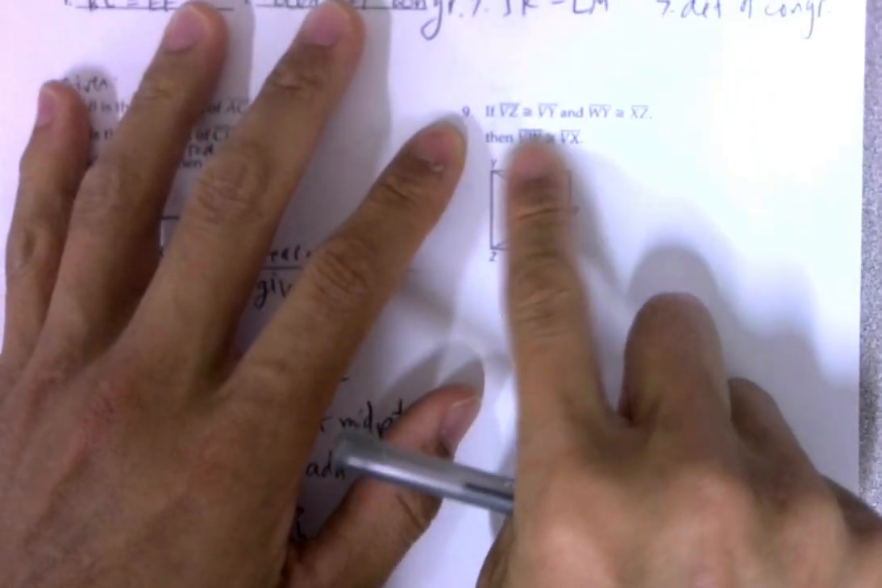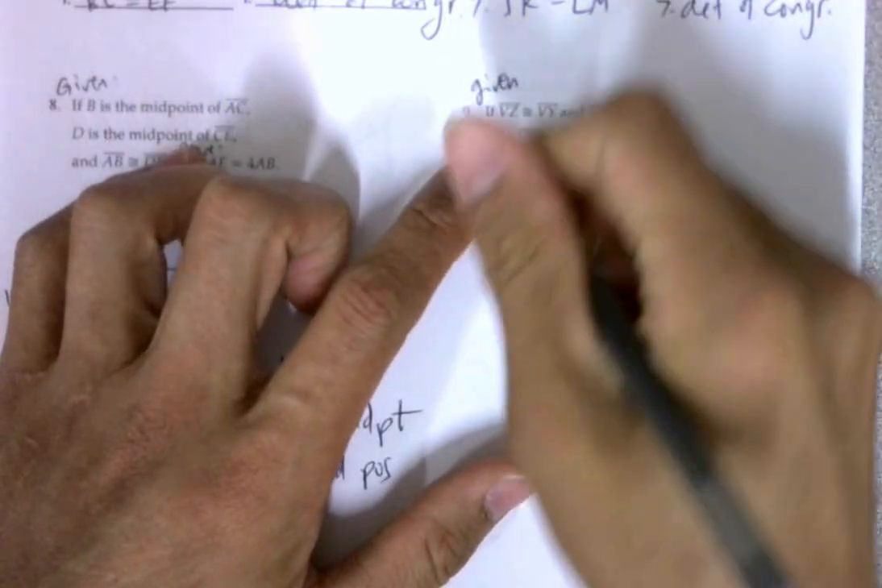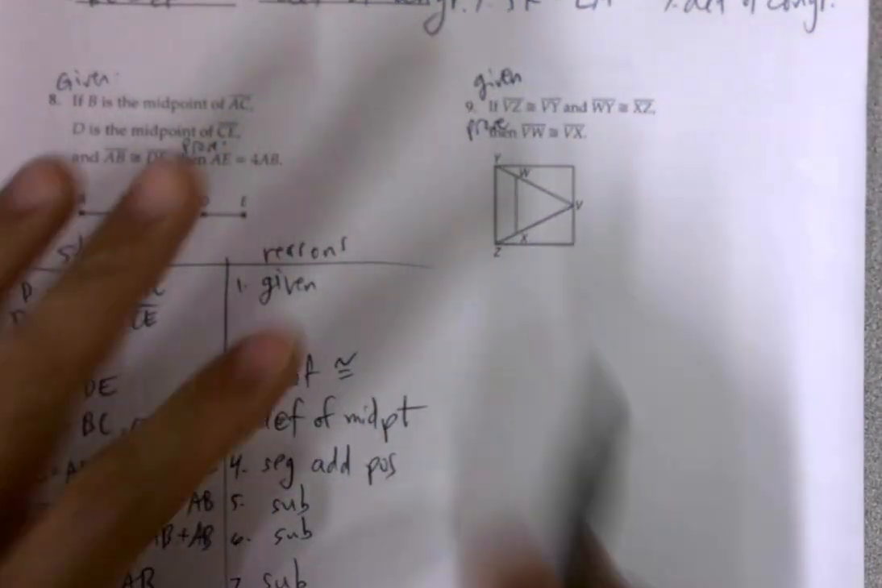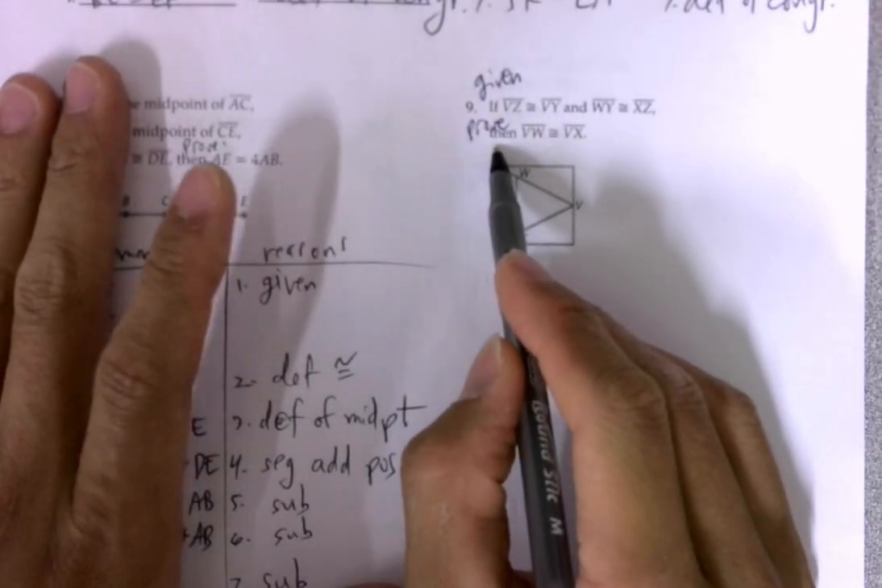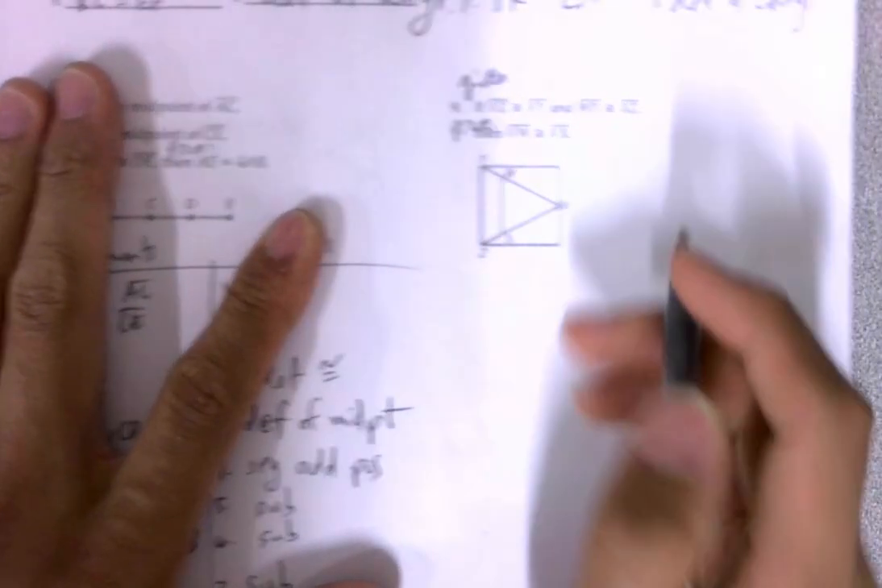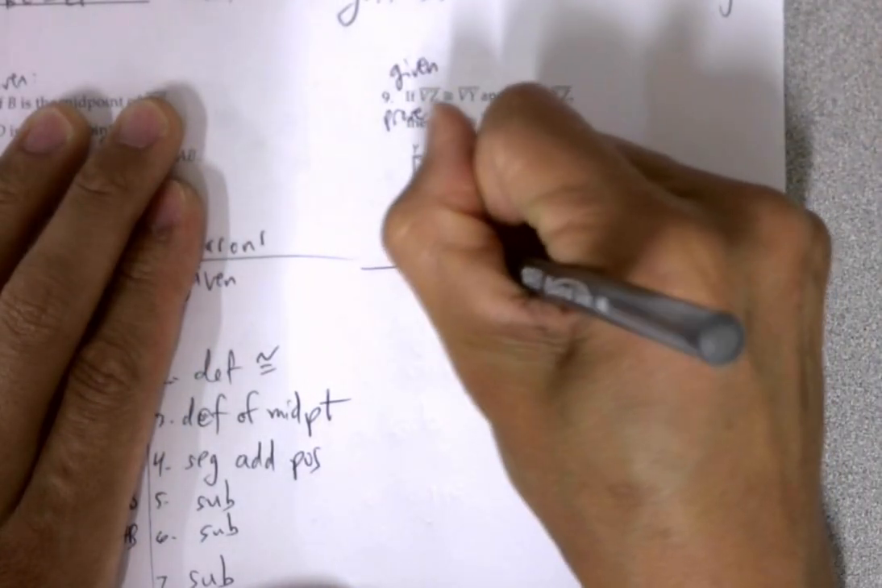So we're here on number 9, and we're given, so the if is the given, and the then is the prove statement. Okay, so if you're ever faced with a problem with the if-then, if is the given, and the then is the prove statement. So we're going to start by writing our T-chart and writing statements and reasons.